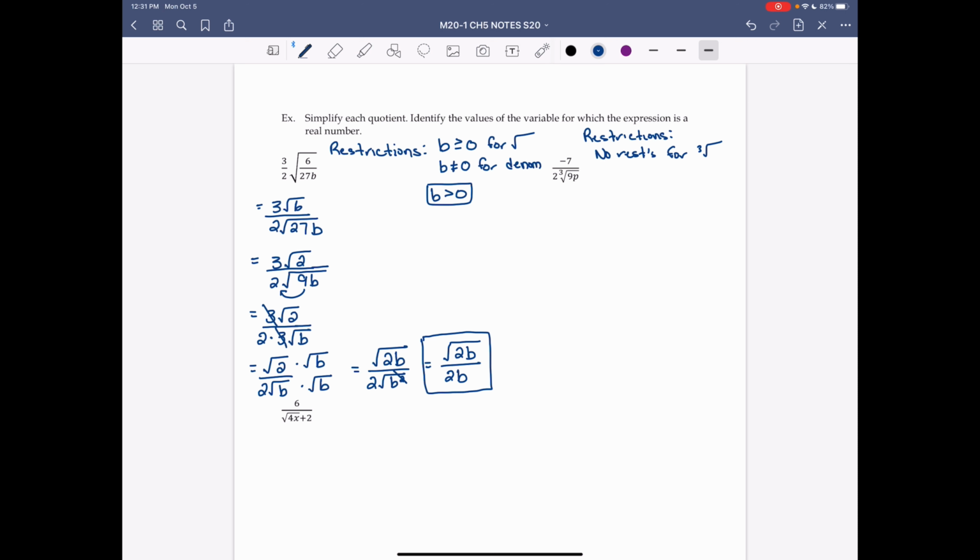But we also have p on the bottom of a fraction. If p equals 0, this whole denominator, 2 cube root 9p, is going to equal 0. So we'd have to say that p cannot equal 0.